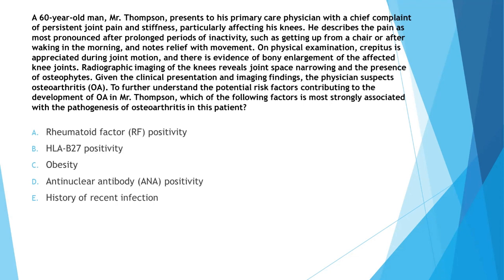On physical examination, crepitus is appreciated during joint motion, and there is evidence of bony enlargement of the affected knee joints. Radiographic imaging of the knees reveals joint space narrowing and the presence of osteophytes. Now, given the clinical presentation and imaging findings, the physician suspects osteoarthritis. To further understand the potential risk factors contributing to the development of OA in Mr. Thompson, which of the following factors is most strongly associated with the pathogenesis of osteoarthritis in this patient? Rheumatoid factor positivity, HLA-B27 positivity, obesity, ANA positivity, or history of recent infection.